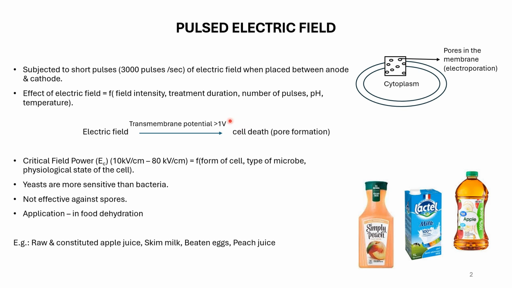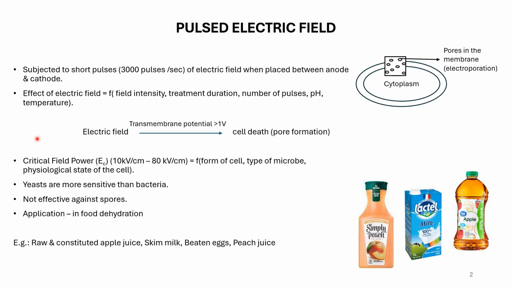When we talk about electric field, the impact of electric field on a microbial cell is a function of field intensity, treatment duration, number of pulses that we are going to apply, the pH of the medium and temperature. All these factors are always interrelated and contribute to the microbial cell death. Usually for vegetative cells, we make use of around 15 kilovolt per centimeter. But if we want to target spores, we can increase it to up to 80 kilovolt per centimeter.